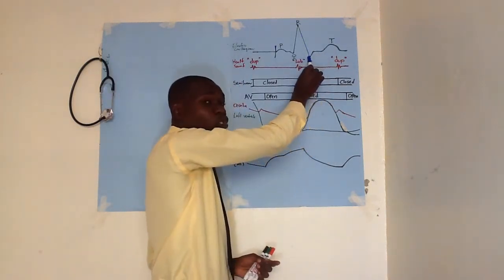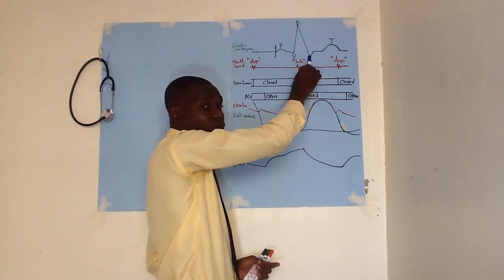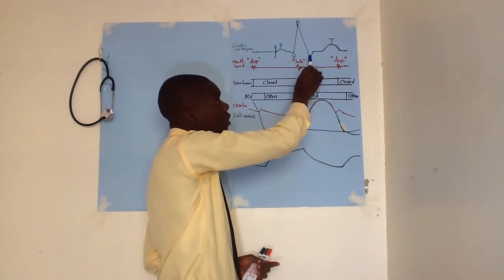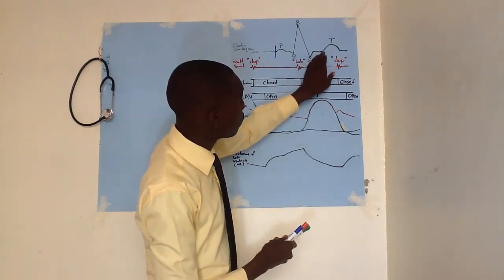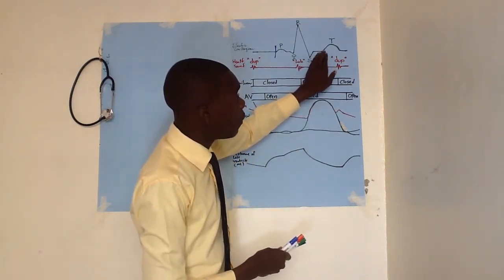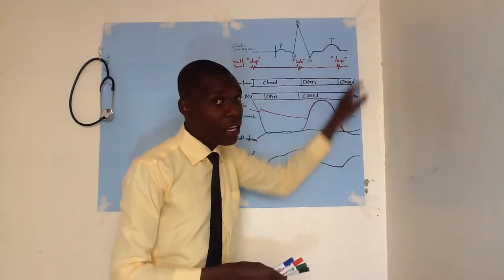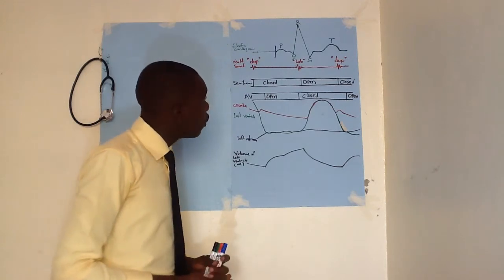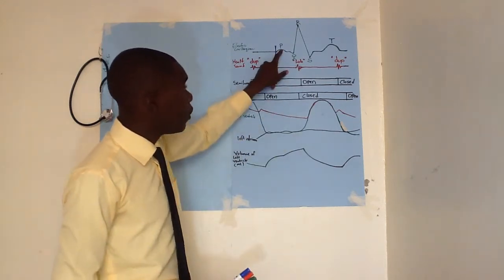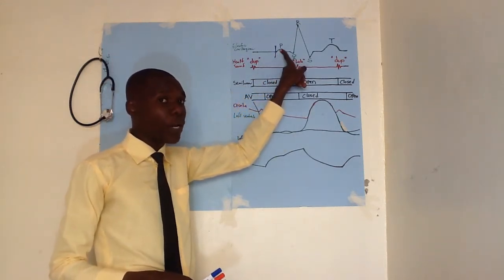After this ventricular contraction has occurred, we shall have some moment of time before our ventricular repolarization occurs. So what is happening here is, at the P wave, we are having atrial depolarization.